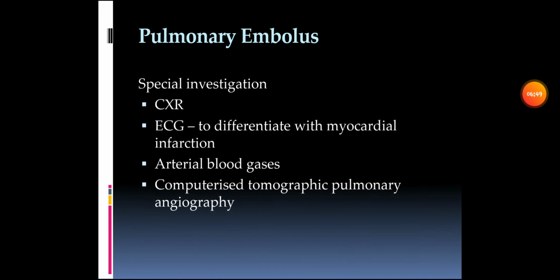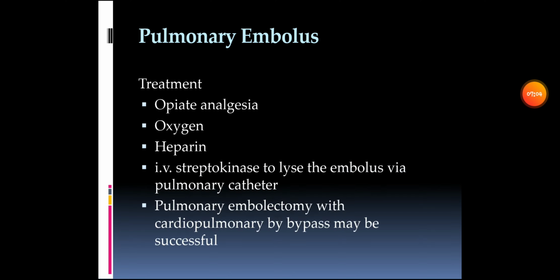What are the investigations that you can do? You can do a chest x-ray, ECG to differentiate from myocardial infarction, arterial blood gases, and computerized tomographic pulmonary angiography. What's the treatment? You can give opiate analgesia, oxygen to assist with breathing, heparin to prevent coagulation, streptokinase to lyse the embolus via pulmonary catheter, and pulmonary embolectomy with cardiopulmonary bypass may be successful.